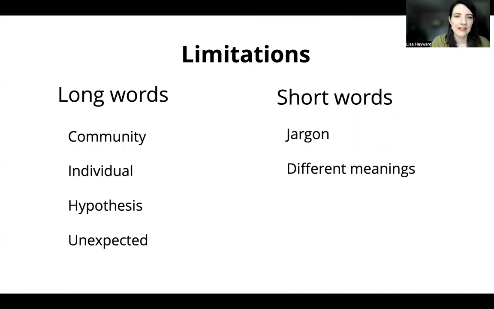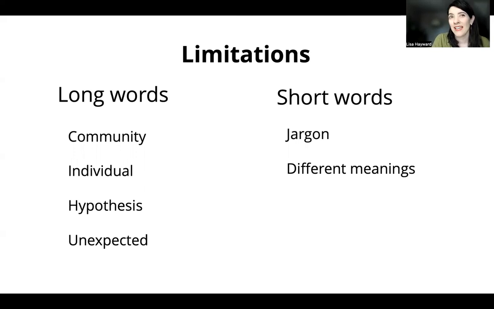Okay, so now you've reduced your grade level to middle school level or lower. Well, not lower, that would be weird. Okay, but we want to think about the limitations of the tool. So in some cases, you run into long words that are difficult to replace, like community. I use that word a lot. Individual, hypothesis, unexpected. These words have a lot of syllables.